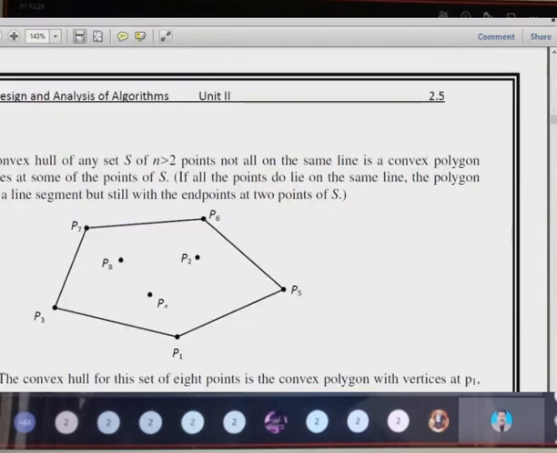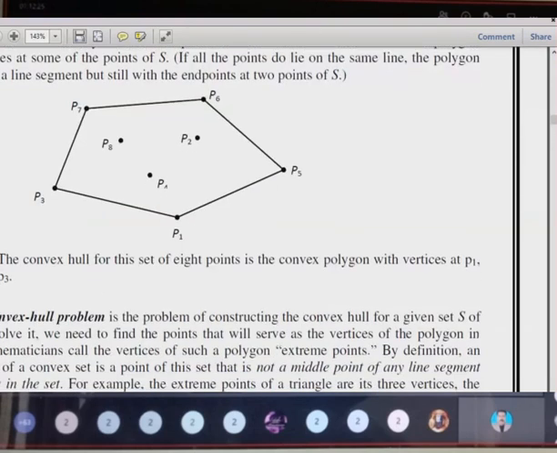Next, write this. Here, it's a convex set. This capital S is nothing but the set. The set contains a number of points, and n should be greater than or equal to 2, right? This outline, the border points, are called endpoints or extreme points. The extreme points are P1, P3, P7, P6, P5.